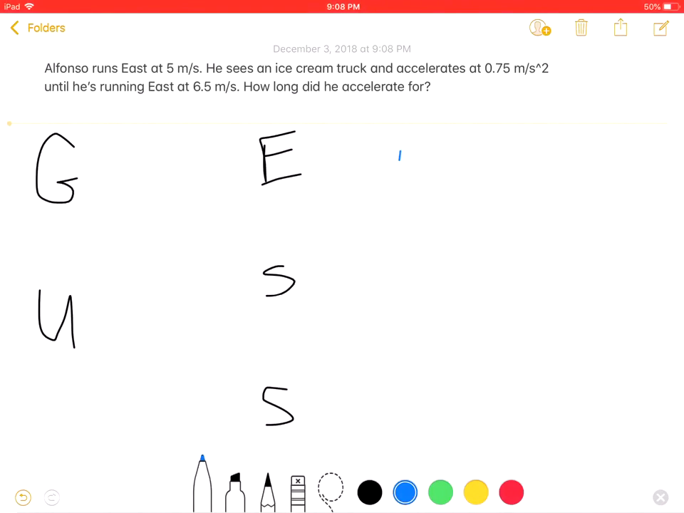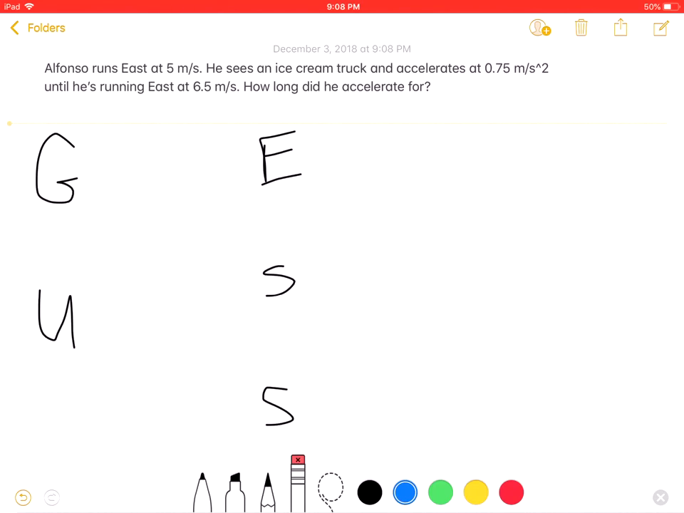So we're dealing with this problem now. It reads: Alfonso runs east at 5 meters per second. He sees an ice cream truck and accelerates at 0.5 meters per second squared until he's running east at 6.5 meters per second. How long did he accelerate for?